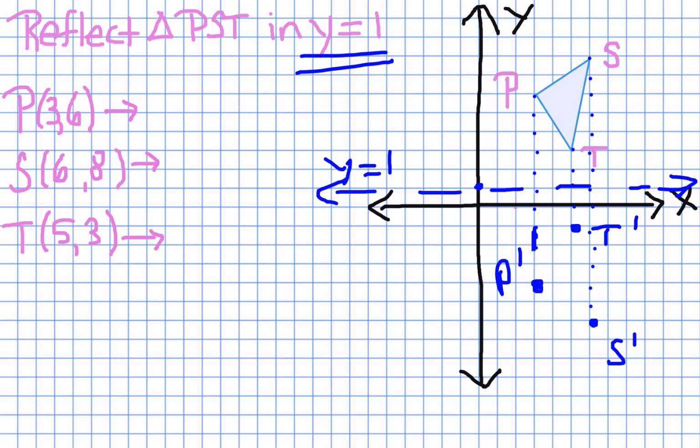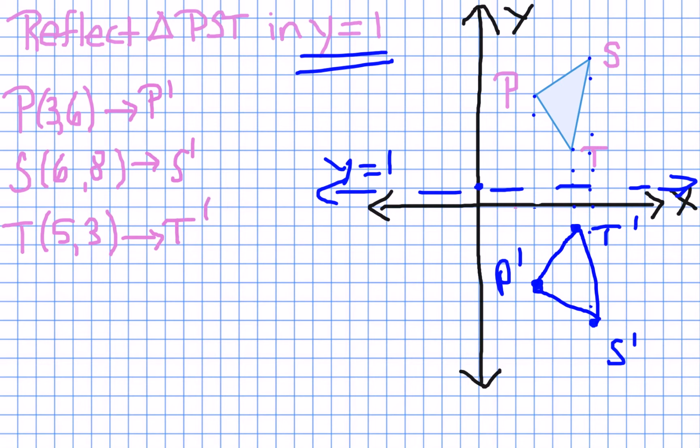Let's get rid of all these extra marks here. Clean it up a little bit. Now if I connect T prime to P prime to S prime back to T prime, I have the reflection of triangle PST. It's called P prime, T prime, S prime. Let's mark the coordinates: P prime, S prime, and T prime.